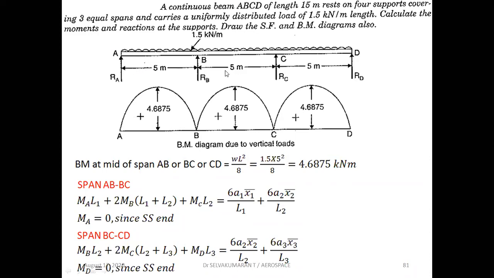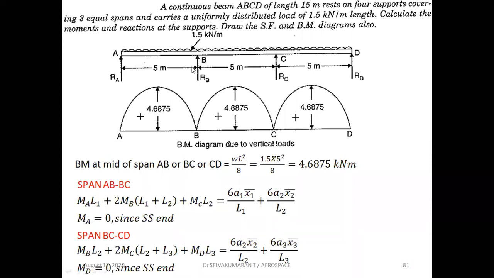So how do you use it? Take AB, BC, then BC, CD. So MA, MB, MC, MD, we have 4 unknowns. Out of 4, MA and MD will be 0 as they are simply supported ends. Now MB and MC are the 2 unknowns. To solve the 2 unknowns, we need 2 equations. So we will frame one equation from AB, BC and another equation from BC, CD.